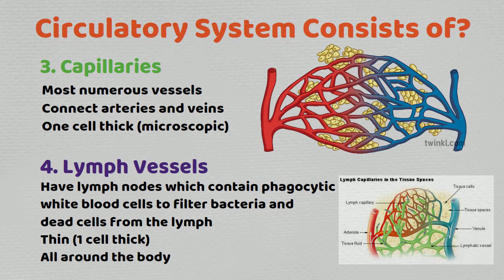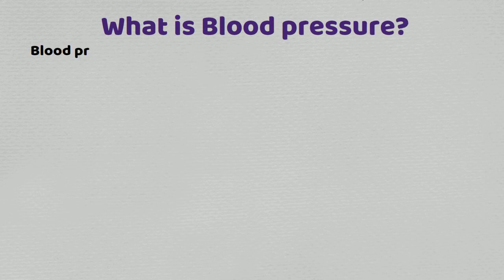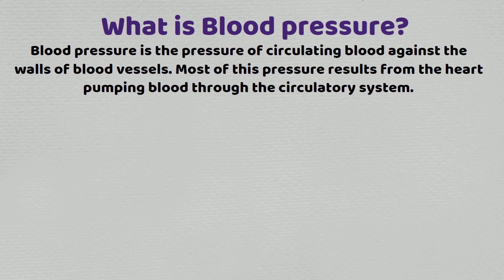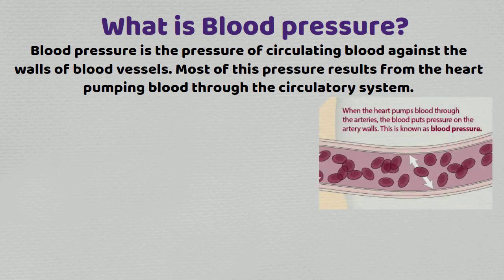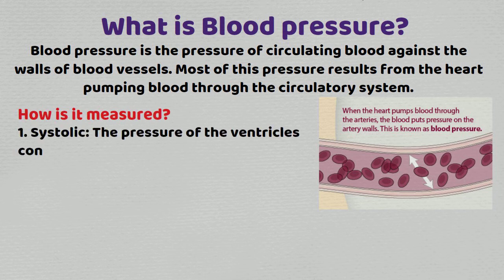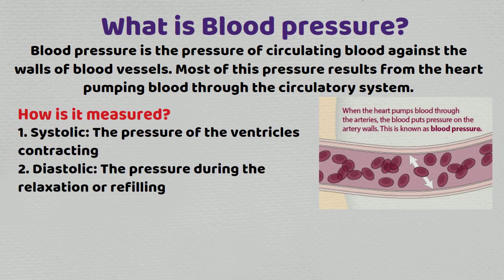Next, we are going to look into blood pressure. So blood pressure is the pressure of circulating blood against the walls of blood vessels. Most of the pressure results from the heart pumping blood through the circulatory system. But how is it measured? It is measured using the systolic pressure, which is the pressure of the ventricle contracting, and the diastolic pressure, which is the pressure during the relaxation or refilling phase of the ventricles.